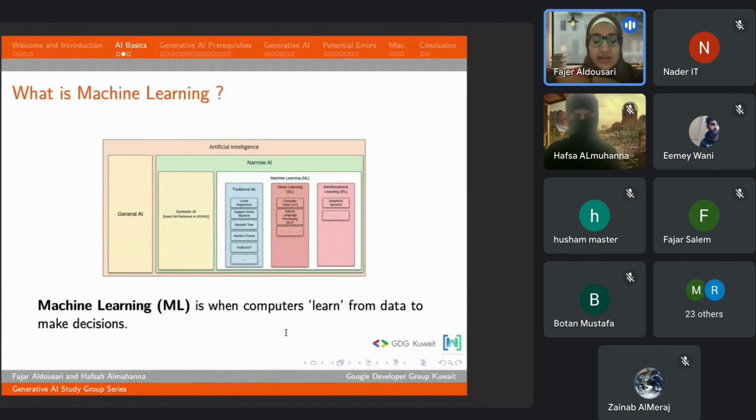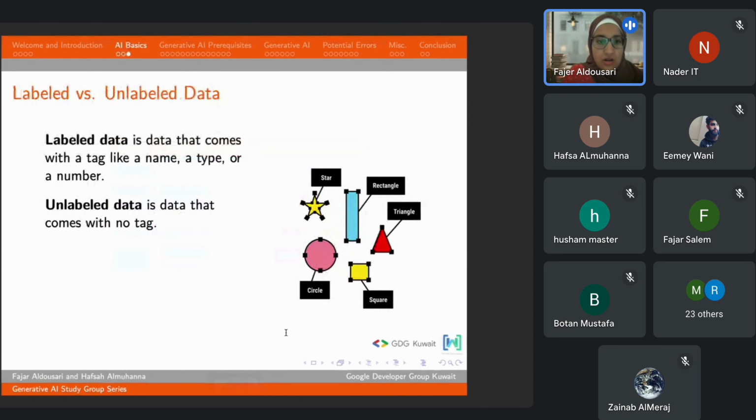So machine learning is, I mean, sometimes it's classified as a subfield of AI, but I would say it's more of a toolkit. It's a set of tools where computers can learn from data. And the purpose of it would be to make decisions, and you'll see what I mean in a moment.